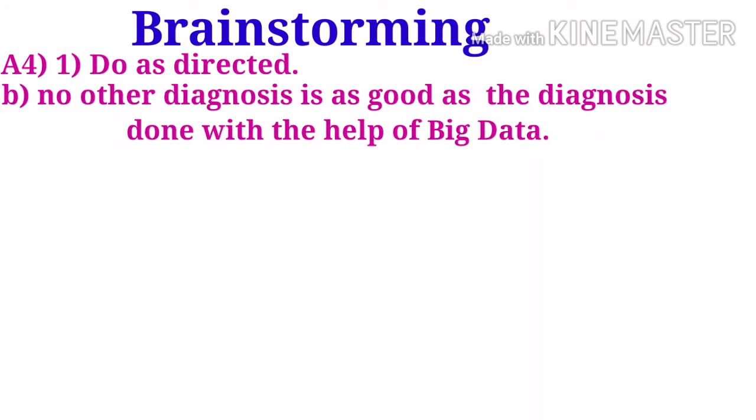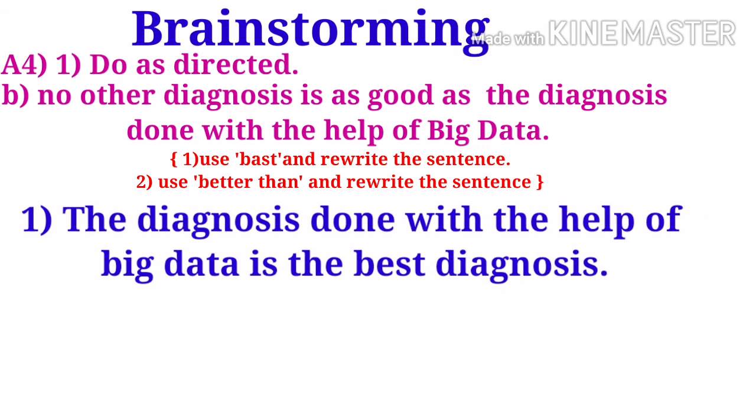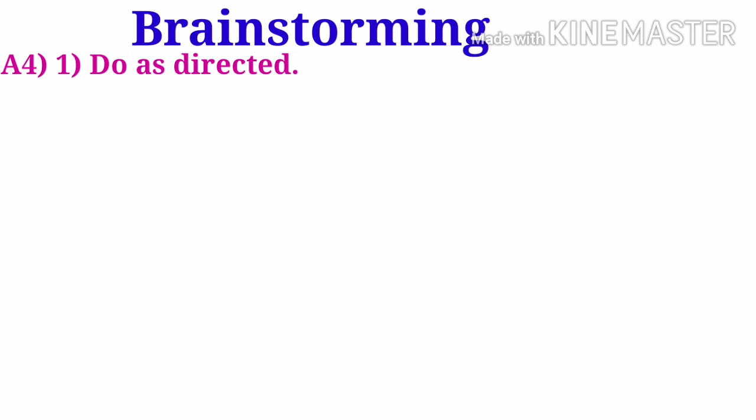No other diagnosis is as good as diagnosis done with the help of big data. So what are the instructions? Two instructions are there. Use best and rewrite the sentence. And next, use better than and rewrite the sentence. Okay, so now we convert this sentence both ways. Write down the first: the diagnosis done with the help of big data is the best diagnosis. And second, the diagnosis done with the help of big data is better than any other diagnosis. Okay. Now turn toward the next.